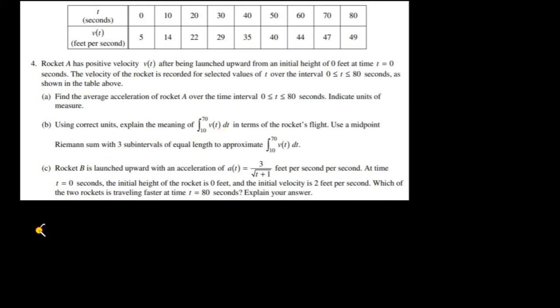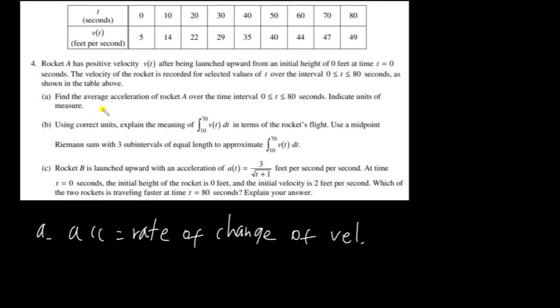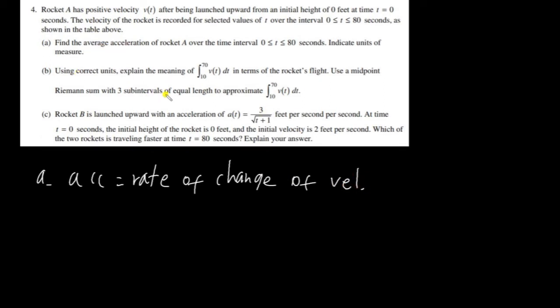Okay, so in part A, if you remember from the particle motion unit, acceleration is the rate of change of velocity. So it is the rate at which the velocity is changing. So when they want the average acceleration, that's the same thing as saying the average rate of change of the velocity, right? This average acceleration is the same as the average rate of change of velocity. So we can use the average rate of change formula for velocity.